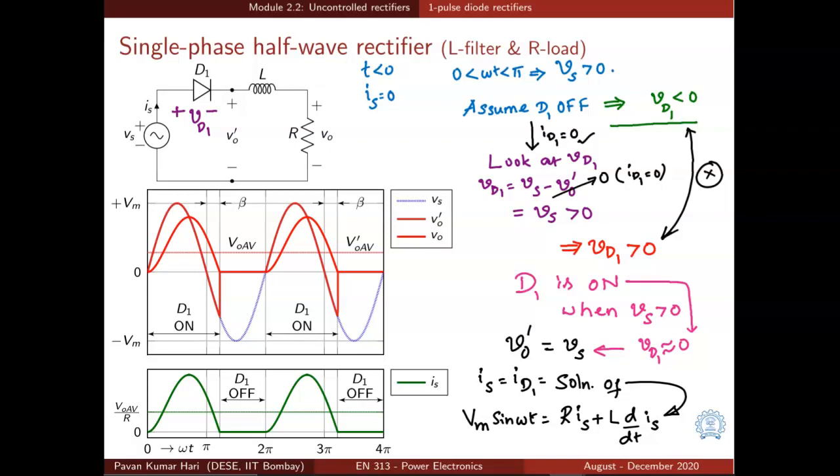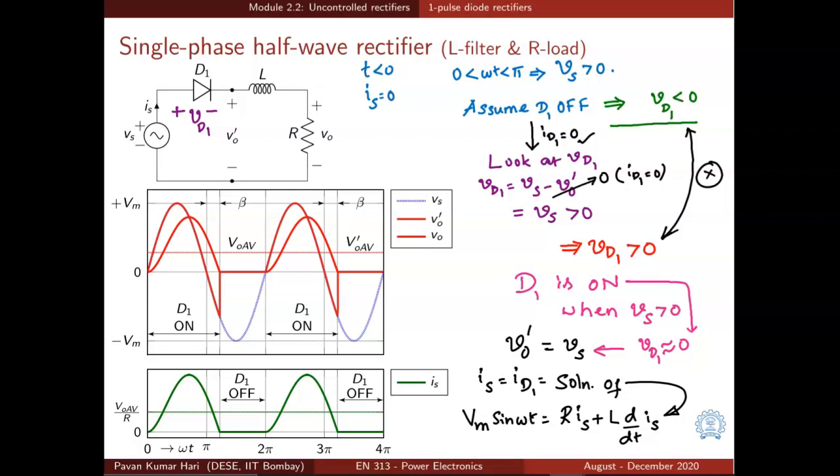In that case, what will be Vo dash? Vo dash is equal to Vs, since the voltage across the diode is almost 0 when it is on. And how does the source current, or the diode current, look in this interval? We have to solve a differential equation for that, which is what we obtain from the KVL equation: Vm sin omega t is equal to R times Is plus L d by dt of Is. This will give us the shape of current waveform, and that is what is shown here in green color.